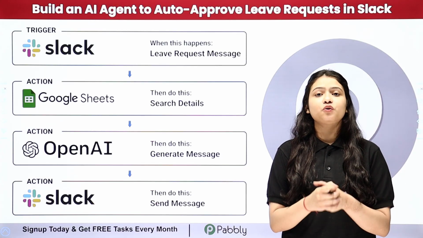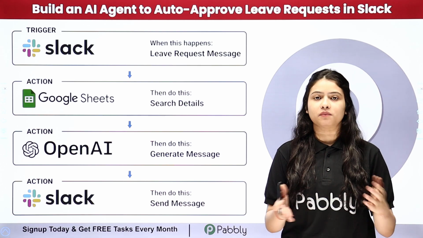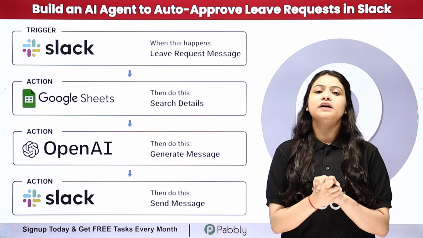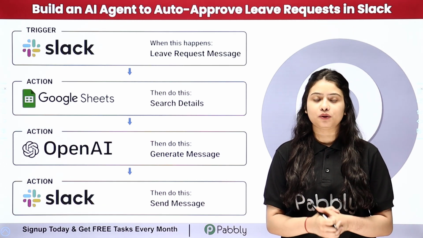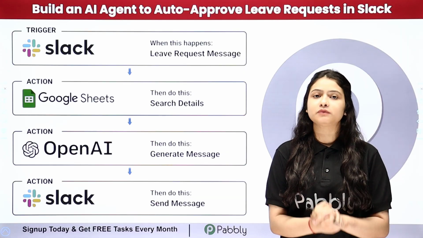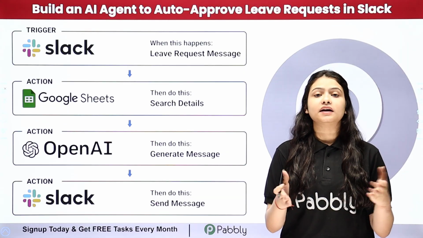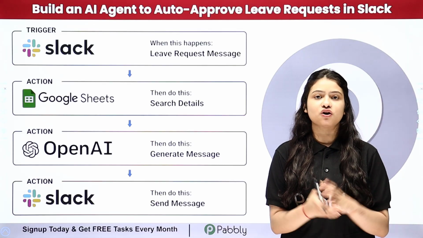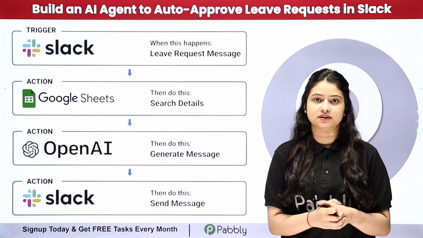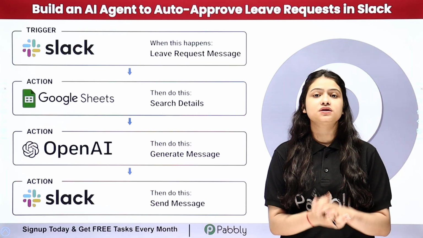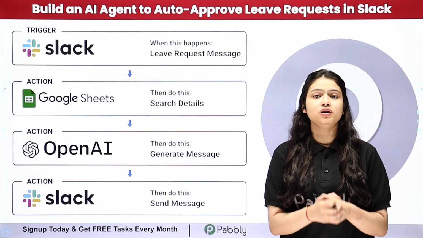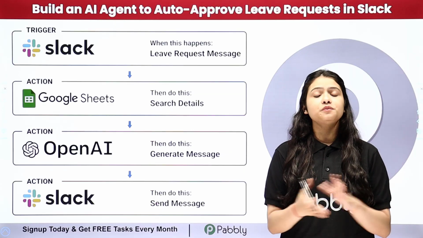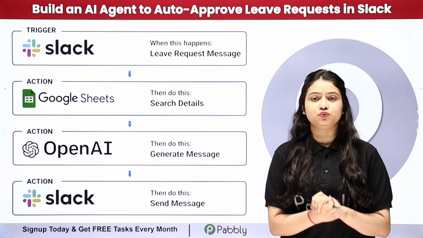So as soon as I receive a new leave request message on my Slack channel, automatically, with the help of the details I have of the employee in my Google Sheets, I am going to give a prompt to my AI agent that I want to approve or reject the leaves on the basis of the leave details of the employee as well as the company policies. Automatically, the AI agent is going to generate a message for approval or rejection of the leave, and automatically I am going to send it on my Slack channel to the employee.